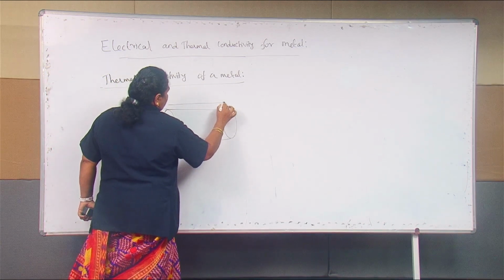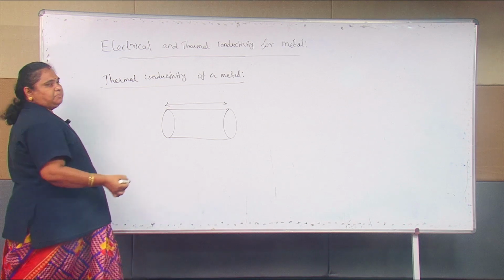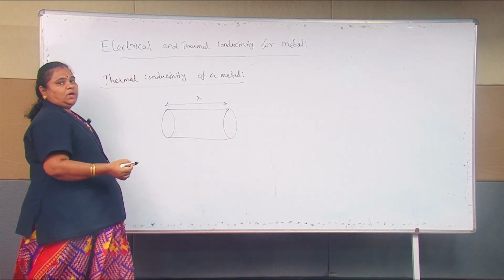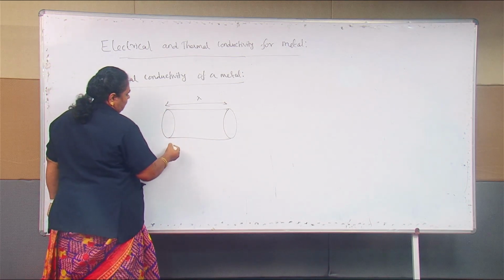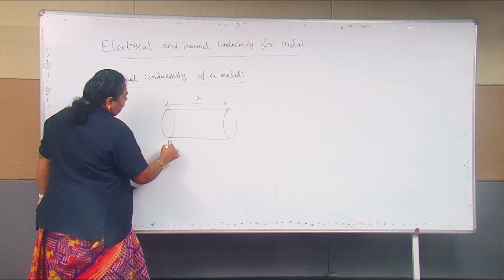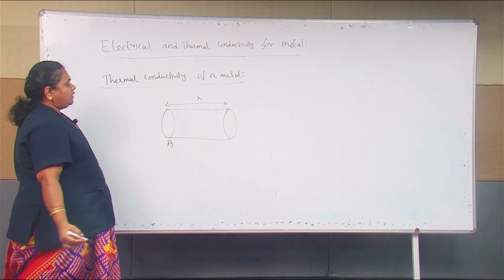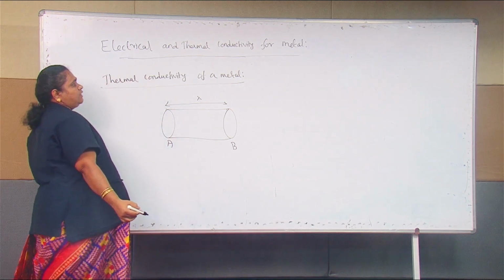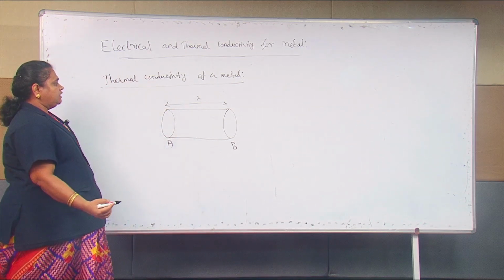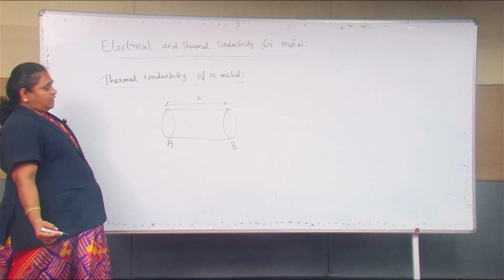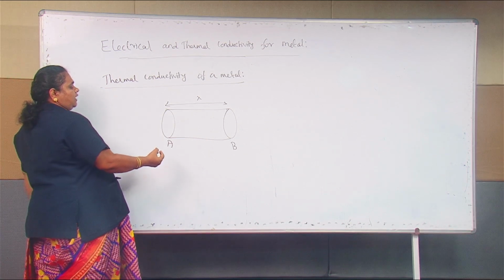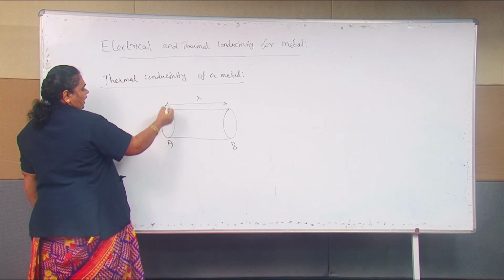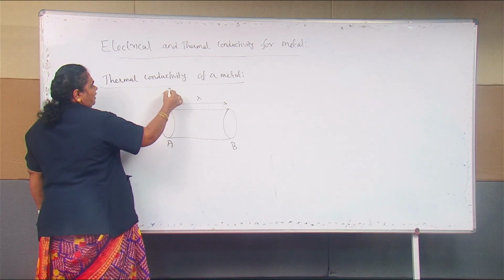The length of the conductor can be represented by the letter lambda, and we have two ends of this metallic conductor. Let us assign A as one end and B as the other end. Here we need to concentrate on the thermal conductivity of this conductor and how we can derive it in terms of expressions.